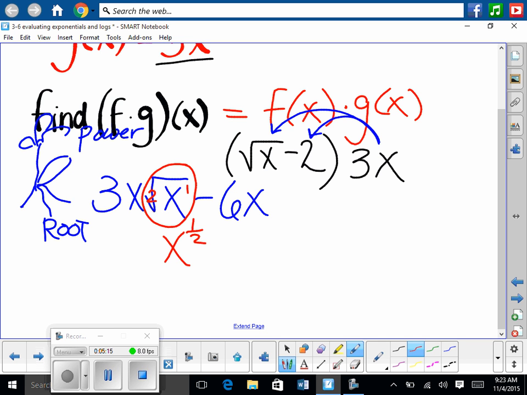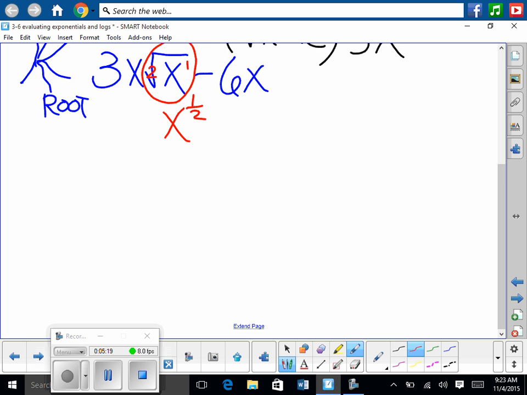Remember, this is radical form. This is rational exponent form. So what we truly have then is 3x times x to the 1/2 power minus 6x. Could we simplify this further? Yes, we know properties of exponents.